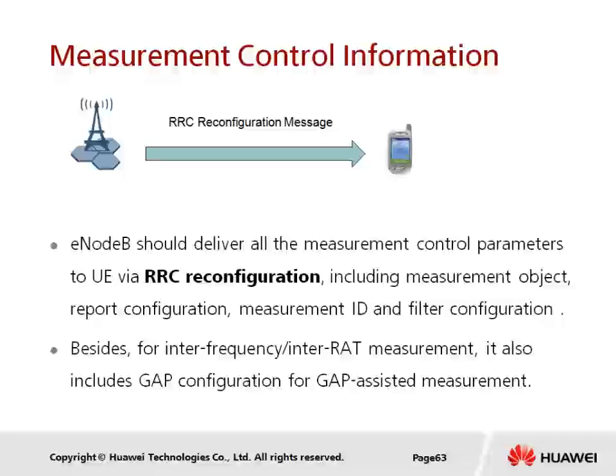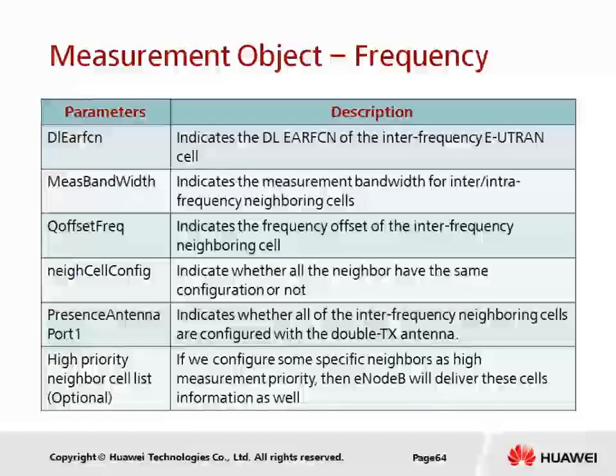So we have seen earlier that there are three main components in the RRC configuration, including the object, report, and measurement ID. So the first information is about the object. The object is all about the information of the neighbor frequency. It starts from the downlink EARFCN, the evolved absolute radio frequency carrier number. This is used to indicate the downlink frequency number of the particular frequency layer.